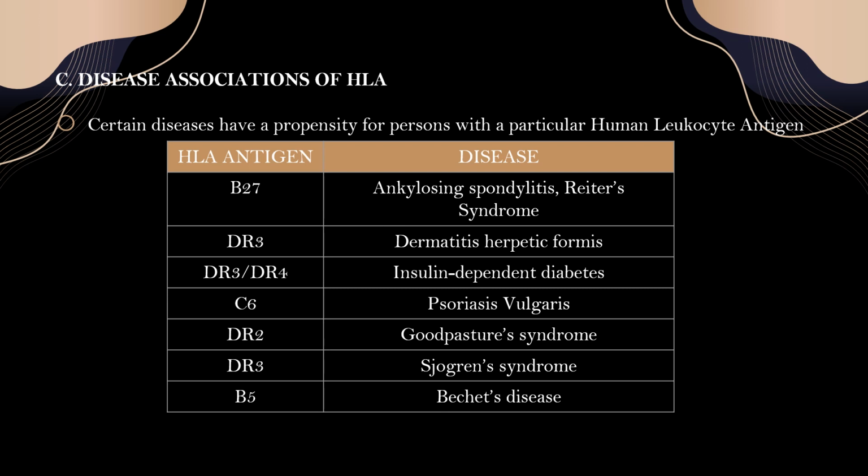So for B27, there is a propensity or tendency for ankylosing spondylitis and Reiter syndrome, dermatitis herpetiformis for DR3, also Sjogren's syndrome, as well as insulin dependent diabetes, which is alongside HLA-DR4. C6, psoriasis vulgaris, DR2, Goodpasture syndrome, and B54, Behçet's disease.